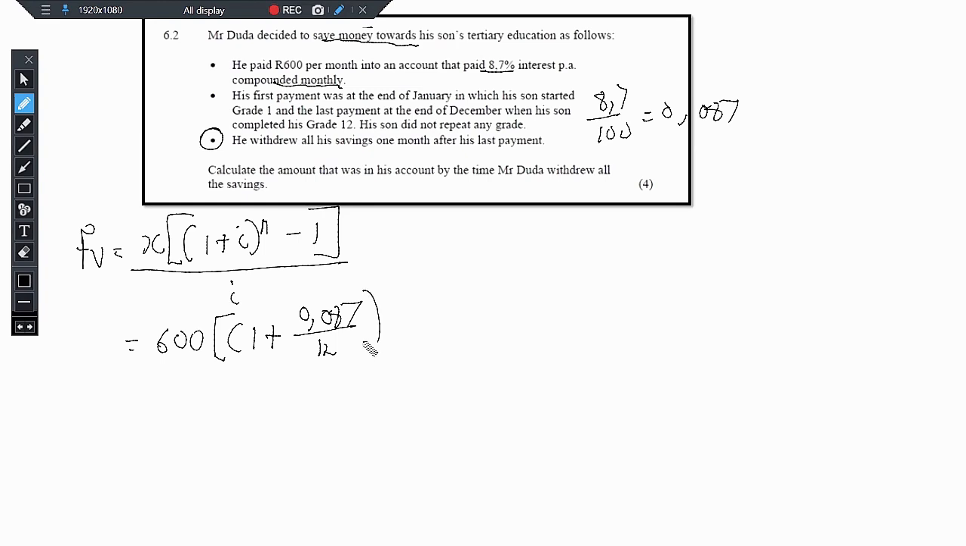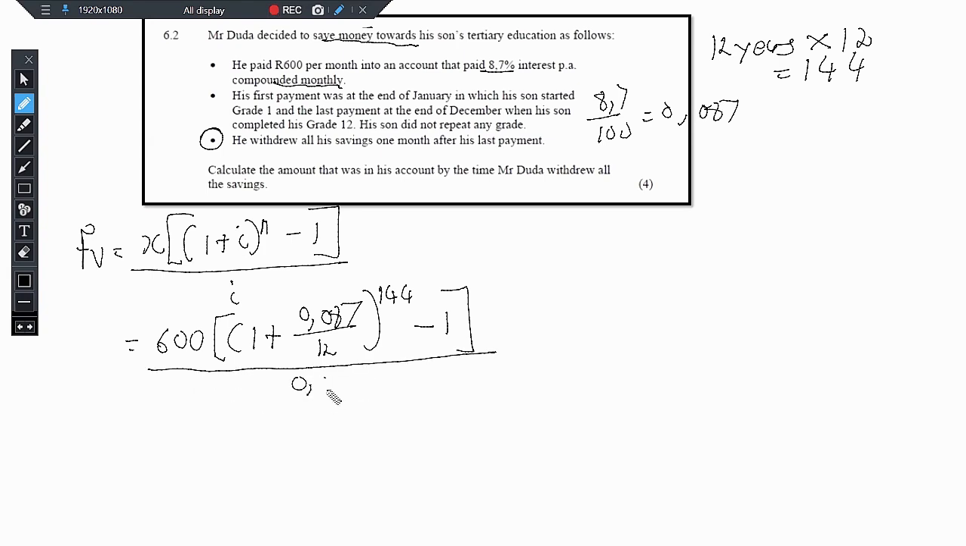over 12, and then to the exponent of, so from grade 1 to grade 12, that's exactly 12 years. But then remember, our n here should be in terms of months because this is compounded monthly. So that's 12 multiplied by 12, and then we find that there are 144 months in 12 years. So we substitute 144. So that means there will be 144 monthly deposits of the 600 made throughout the investment. So 0.087 over 12. Then at this point, you know what to do. Grab your calculator and simply punch all of that exactly as it appears.